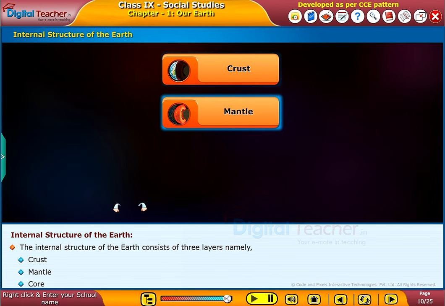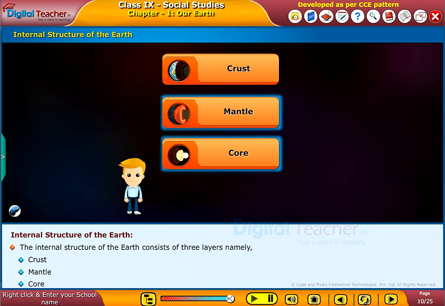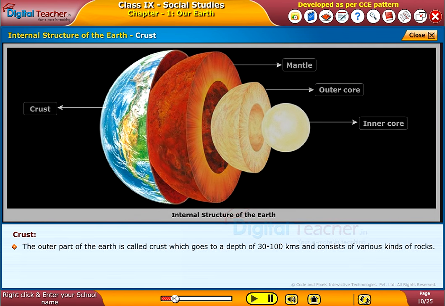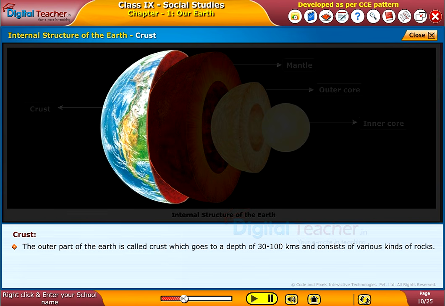Crust, mantle, core. Click each tab to know more. Crust. The outer part of the Earth is called crust, which goes to a depth of 30 to 100 kilometers and consists of various kinds of rocks. The crust forms 1% of the volume of the Earth.